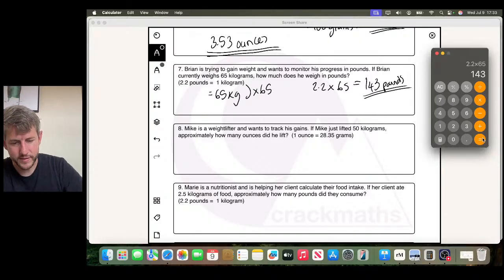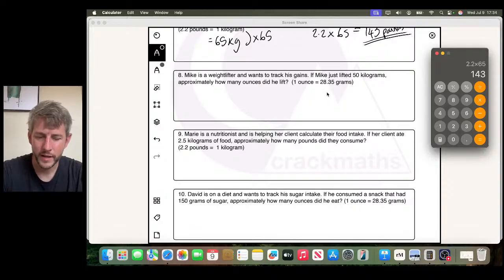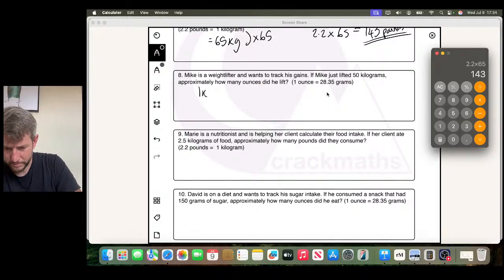Right, question 8. Mike is a weightlifter and wants to track his gains. There's a lot of weightlifters in this. If Mike just lifted 50 kilograms, approximately how many ounces did he lift? Ooh, right. Okay, so 1 kilogram equals 1,000 grams. So 50 kilograms equals 50,000 grams.